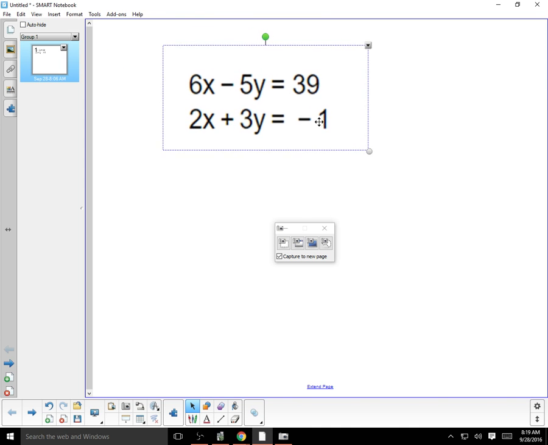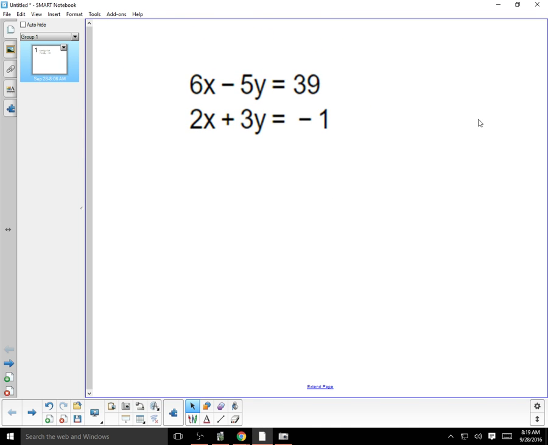Okay, now here, my suggestion to you is to use elimination. What I want to do is get rid of the x's. So I want this 2x to become a negative 6x. And how does that happen? Multiply by negative 3. So I have to do it to everything so that I keep that consistency. So there's my negative 6. This is going to become a negative 9y and a positive 3.